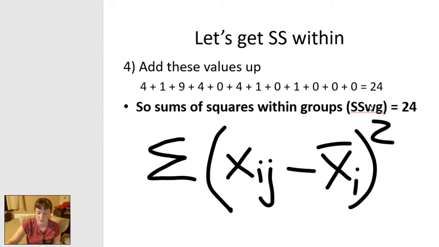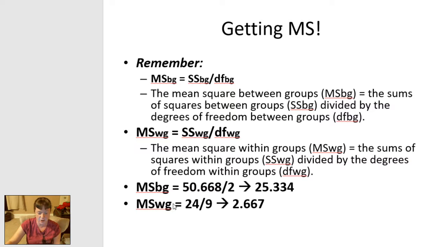Recall that my sums of squares within was 24, and now I'm going to divide that by my degrees of freedom within. And so I take 24 and I divide by 9, because 9 was my degrees of freedom within. The total number of people, 12, minus the number of groups I had, 3, to get 2.667.